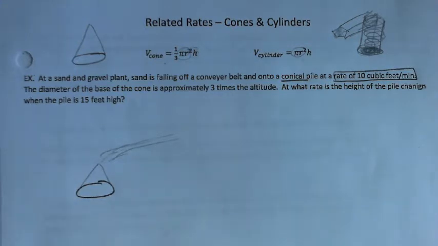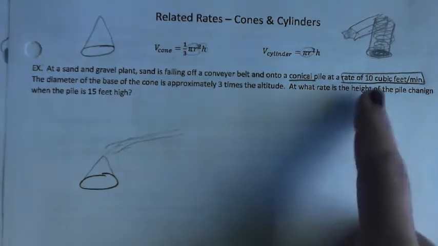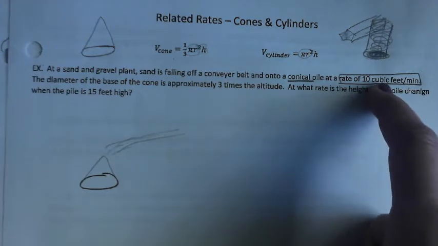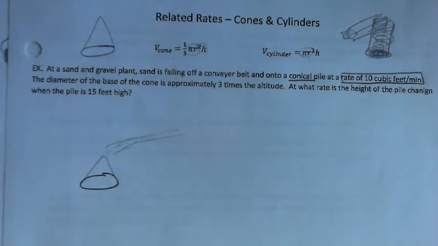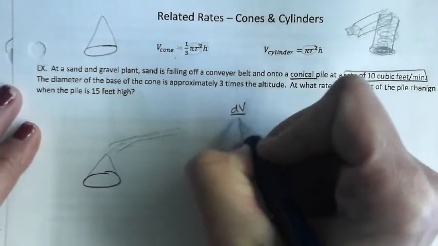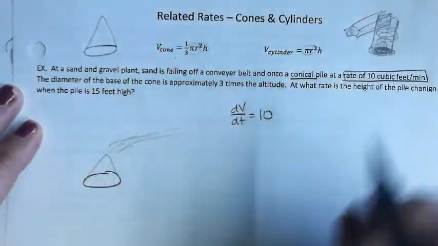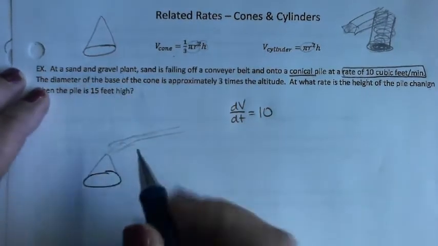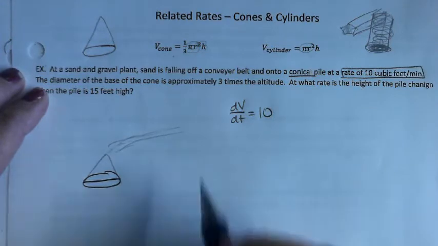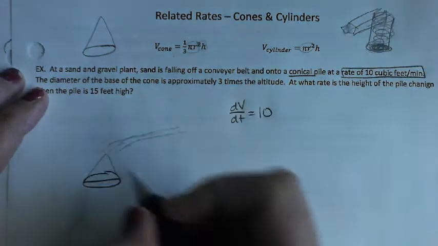Okay. So some of you get that naturally. If you don't, look at the unit. If it's in cubic something, it's volume. If it's in square something, it's the area of something. If it's just in feet per minute, then it's probably a one-dimensional measurement. So this is dV/dt equals 10.